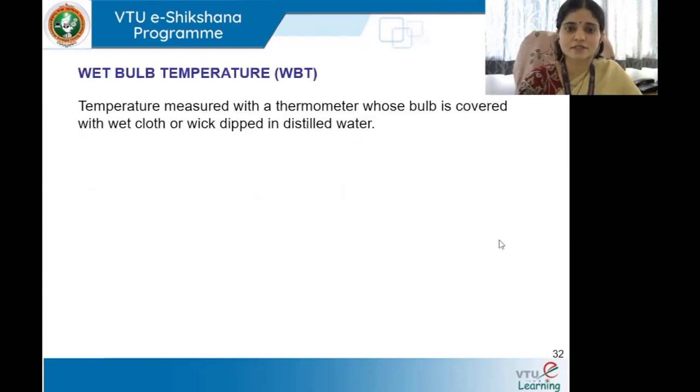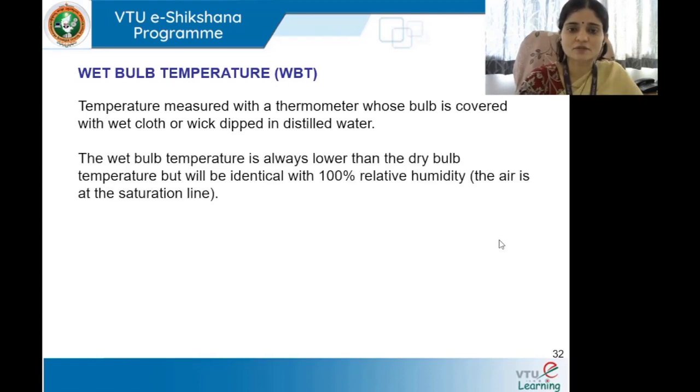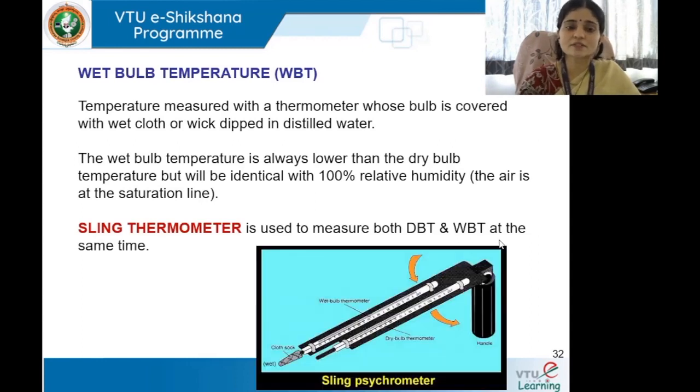Wet bulb temperature is measured with a thermometer whose bulb is covered in wet cloth or wet wick dipped in distilled water. The WBT is always lower than the DBT, but will be identical at 100% RH. So we use the sling thermometer to measure WBT. The sling thermometer has a provision of a normal thermometer to get the DBT value, and the thermometer which is soaked in wet wick to get the WBT.